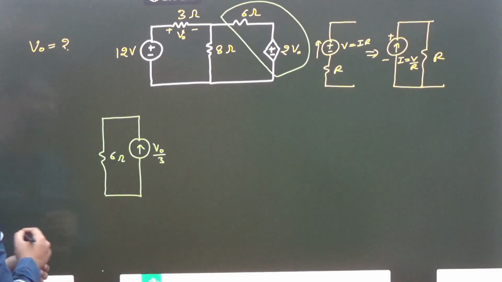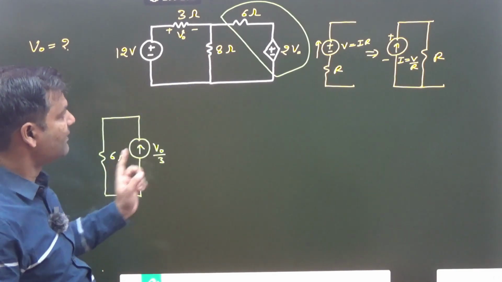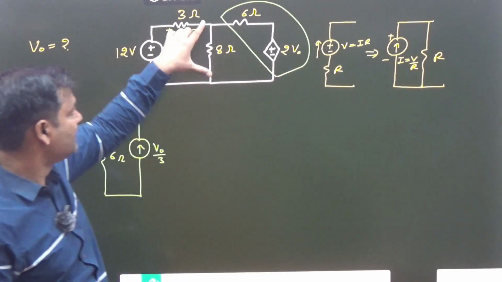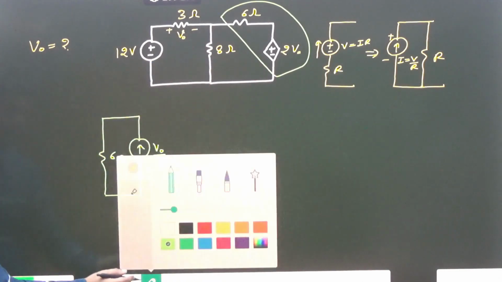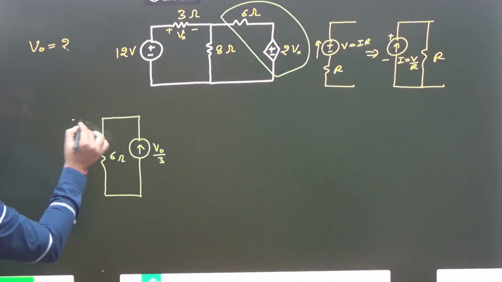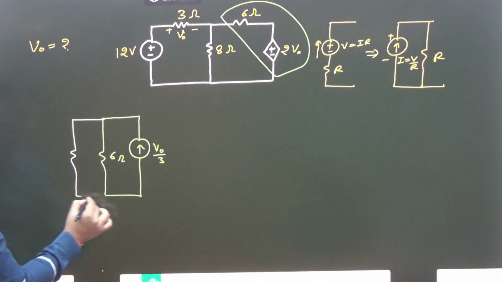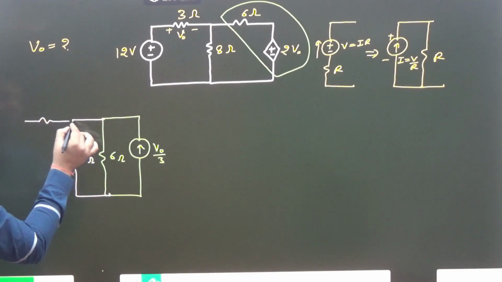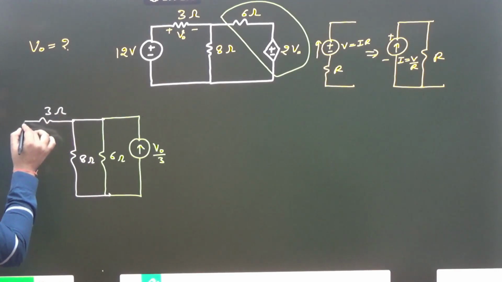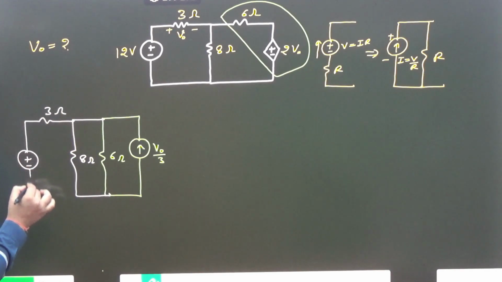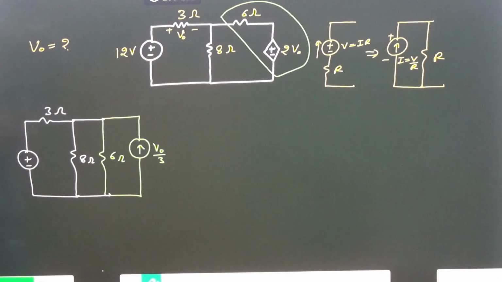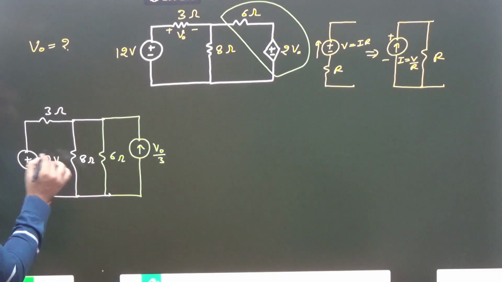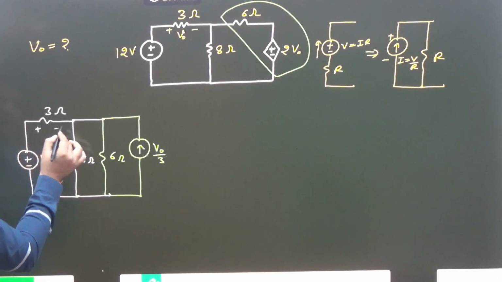After that, if you see, this one is connected in parallel, like that. After that, that 8 ohm is connected here, that is 8 ohm, and that one is 3 ohm, and the voltage source plus minus 12 volt. Okay, that is 12 volt. And here plus minus V naught.